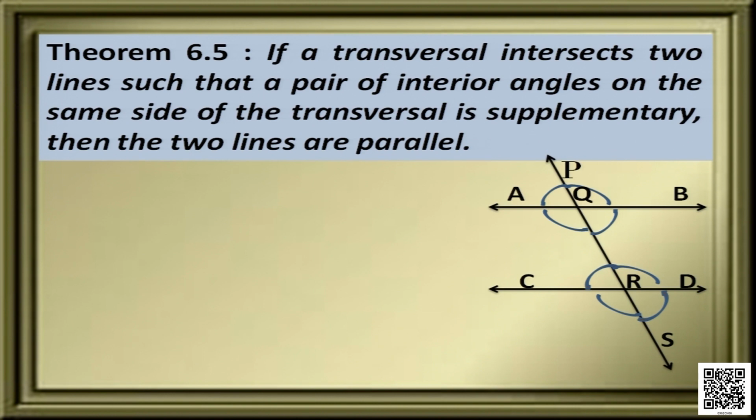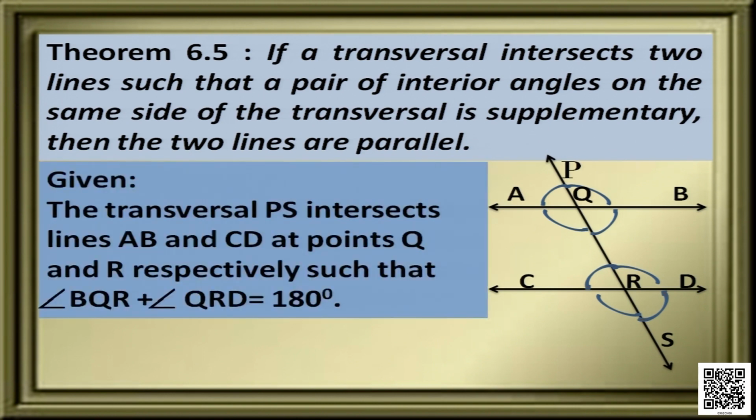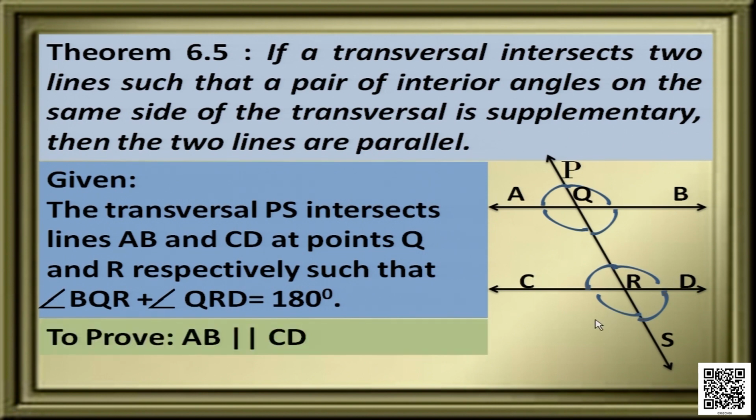AB and CD are two lines and PS is the transversal that intersects these lines AB and CD at points Q and R respectively, such that angle BQR plus angle QRD is equal to 180 degree. That means on the same side of the transversal, the sum of the interior angles is 180 degree. This is given. Then what to prove? We have to prove the two lines are parallel, means AB is parallel to CD. Let's prove it.